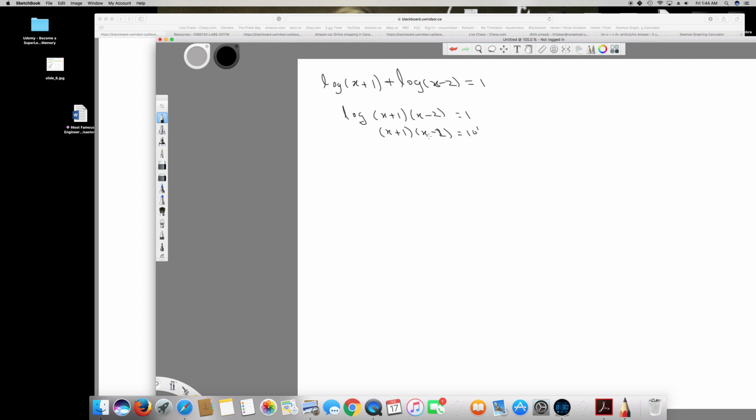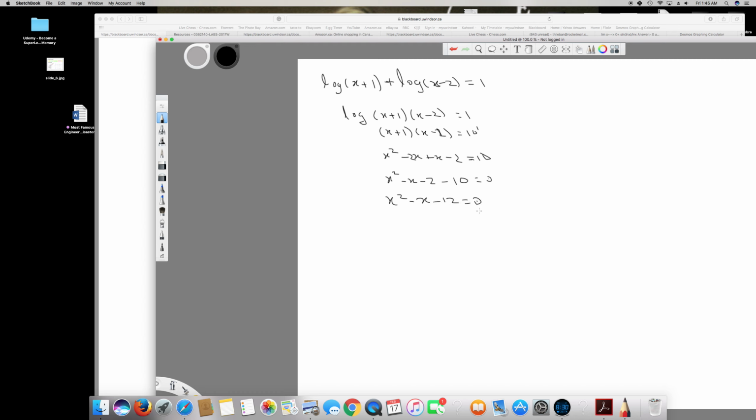Now I'm going to simply multiply. So x square minus 2x, and this one is plus x. Let's multiply. So 1 times minus 2 is going to be minus 2, and here it's 10. If I add that, it's going to be x square minus x minus 2, and I'm going to bring this 10 to this side, so it's going to be minus 10 is equal to 0, which is x square minus x minus 12.